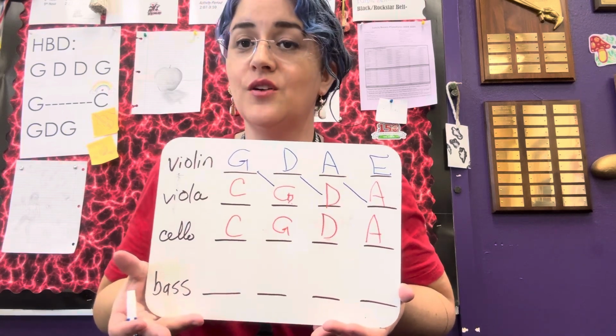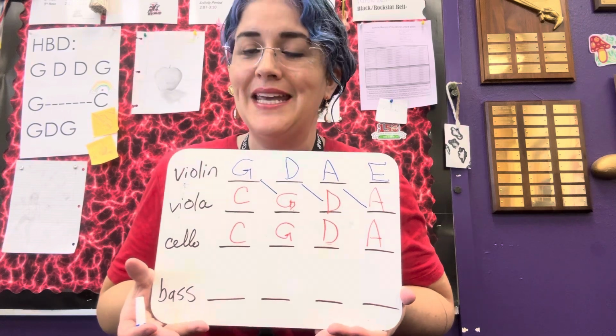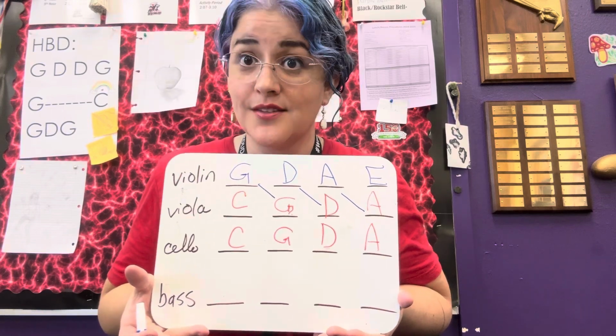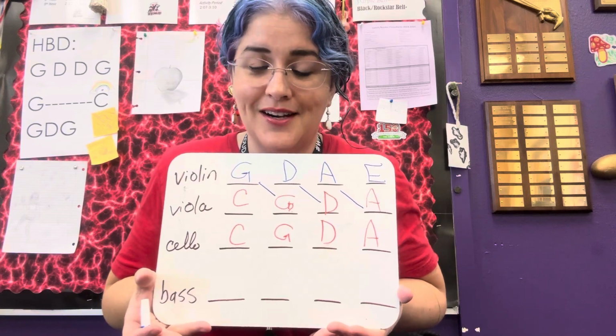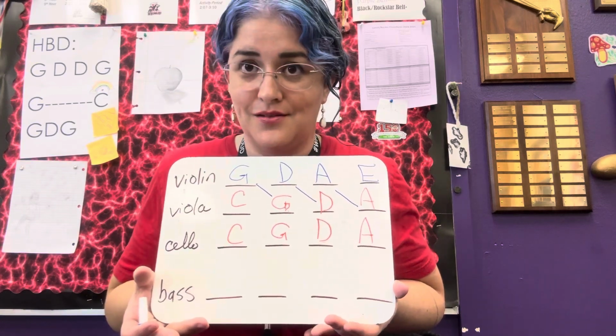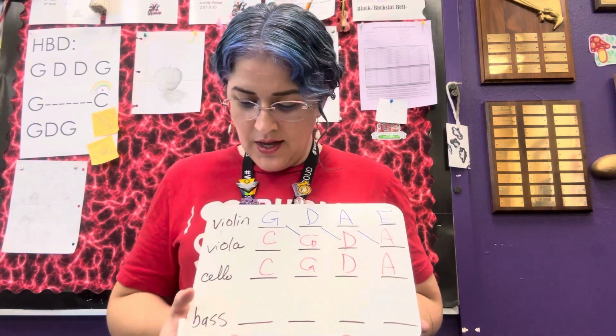Now, violin, viola, and cello are arranged in fifths, but the bass is arranged in fourths. And that's because there's no way we're going to be able to reach as far as you can on a violin, viola, or cello because the instrument's just so large.